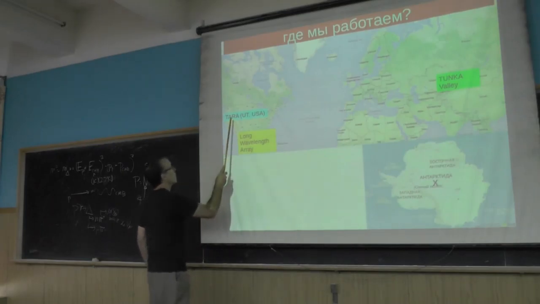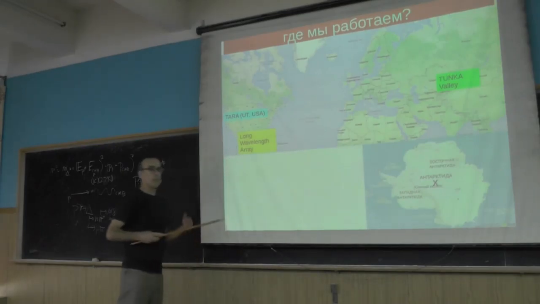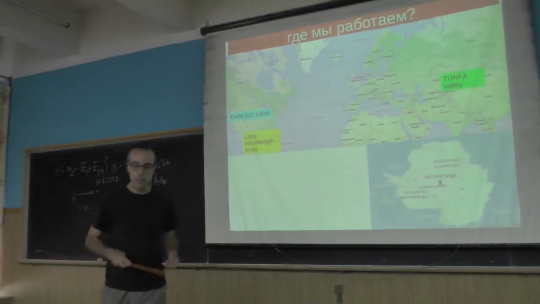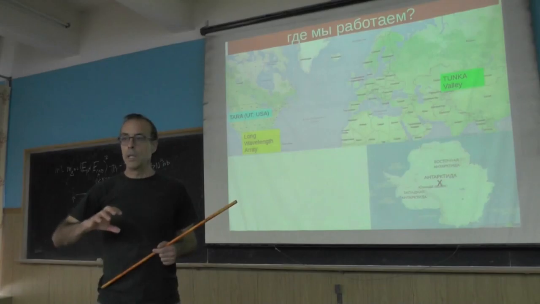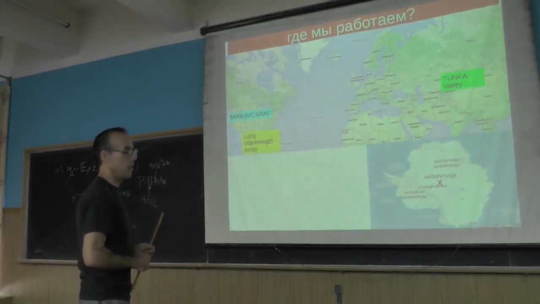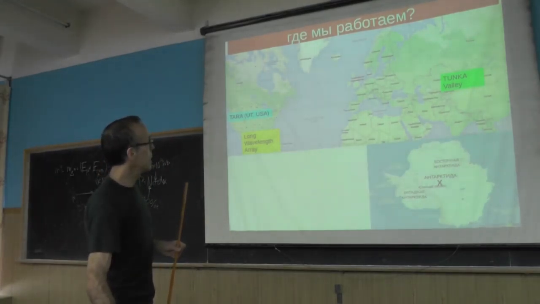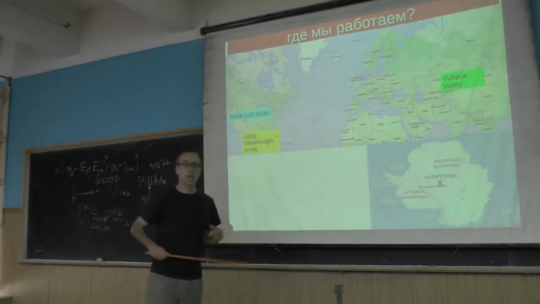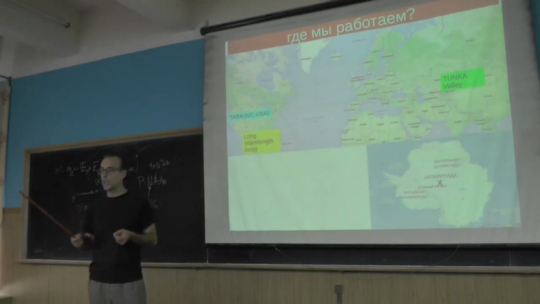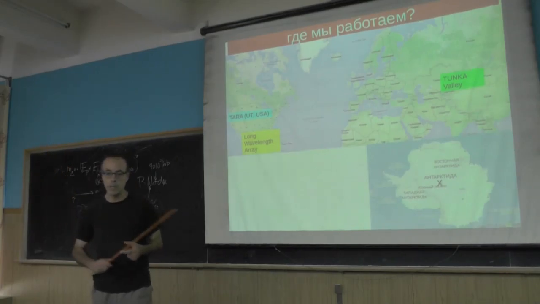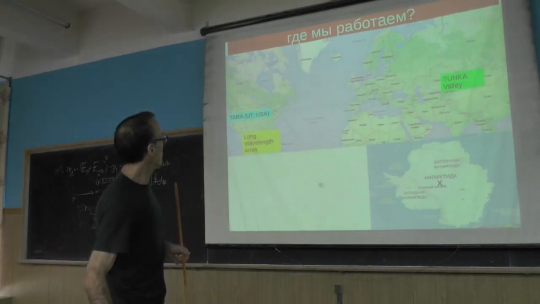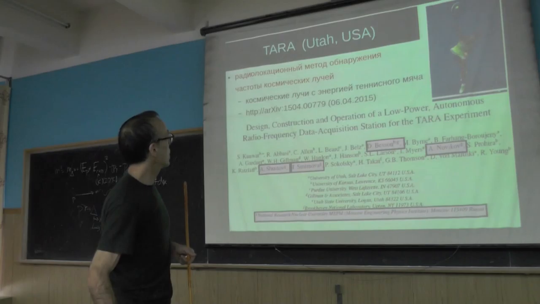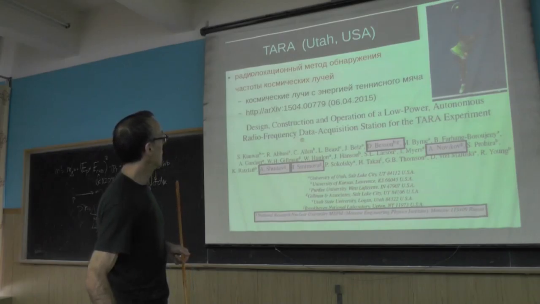There's an experiment which is a little bit different. It's not an ice experiment right now, but we hope that it will be. And it's a little bit different technique-wise. So I wanted to just spend a little bit of time talking about the technique. These are all experiments that are attempting to measure ultra-high energy cosmic rays or ultra-high energy neutrinos. So this TARA experiment is located in Utah, in the US.